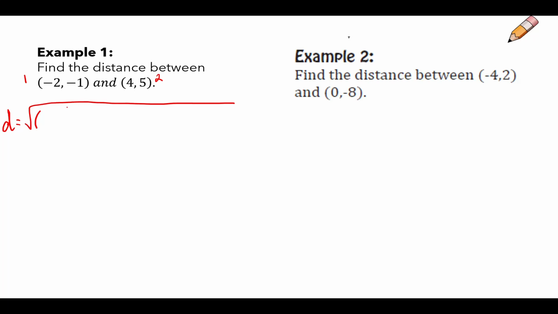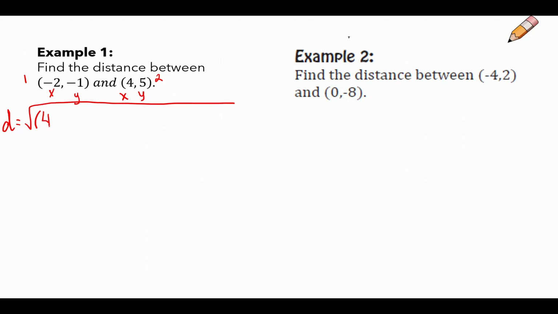Just make sure you know which ordered pair you're starting with versus which ordered pair you're not starting with. So I'm going to label them x comma y because that's our coordinates, and then my first ordered pair is going to be -2, -1, and my second ordered pair is going to be 4, 5.